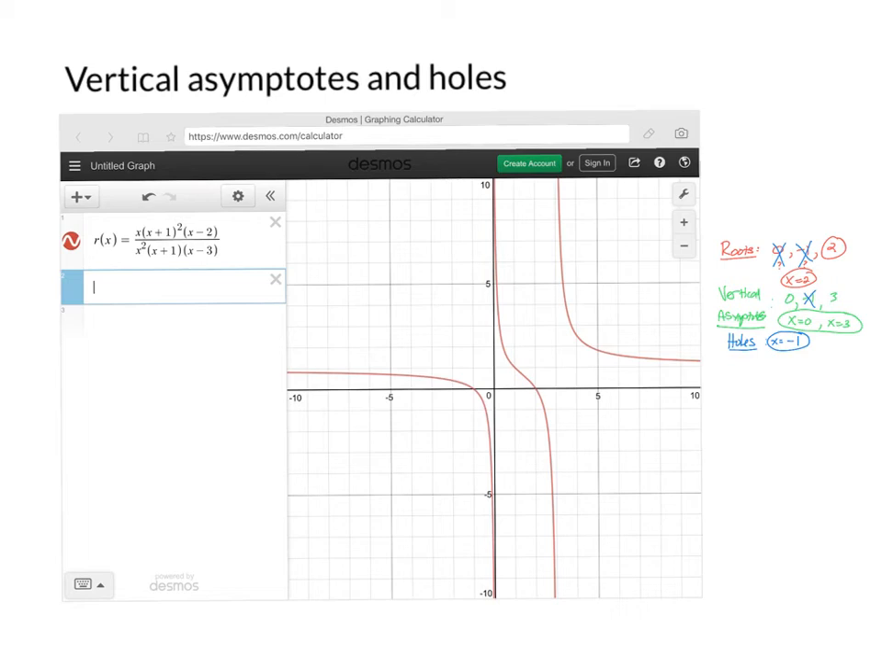So our function r of x was x times (x plus 1) squared times (x minus 2), all divided by x squared times (x plus 1) times (x minus 3). So we looked at this function and we said it should have a root at +2, when x equals +2. It should have vertical asymptotes when x equals 0 and when x equals 3. And should have a hole when x equals -1.